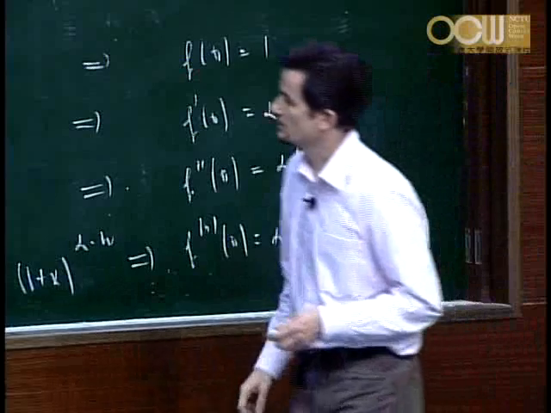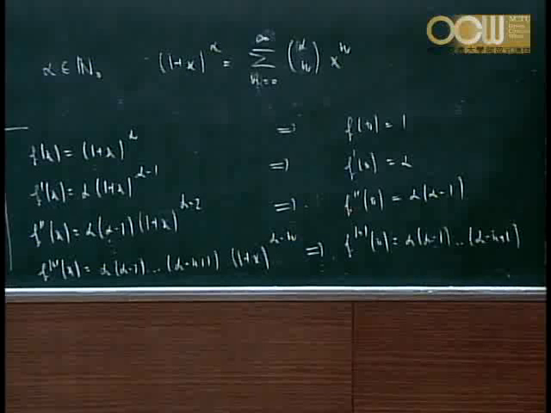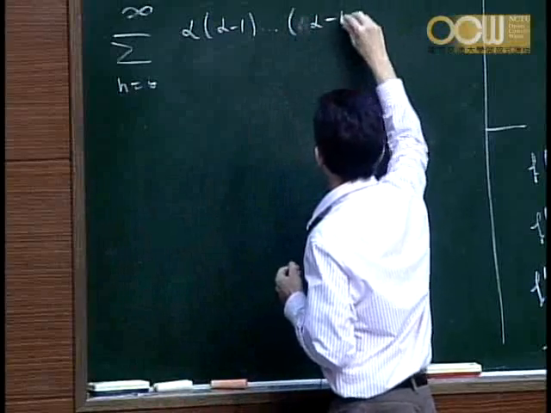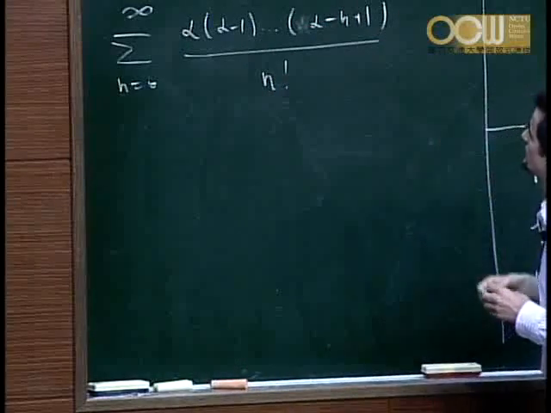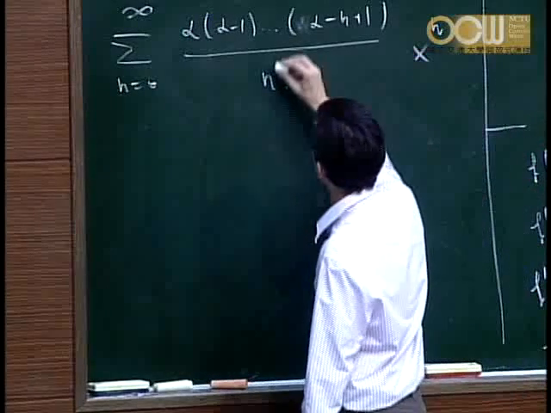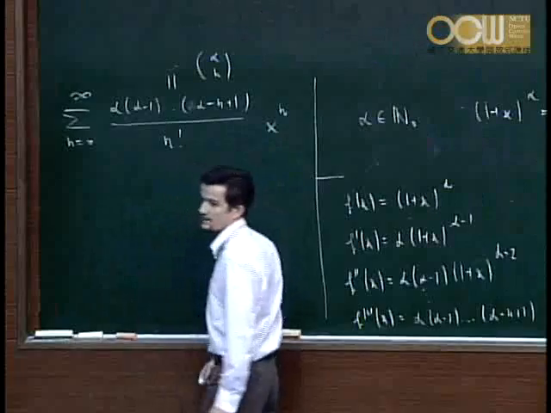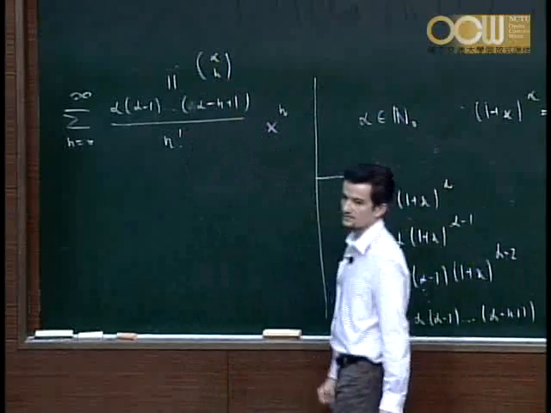So the Maclaurin series is the sum over n from 0 to infinity of alpha times alpha minus 1 and so on, alpha minus n plus 1, over n factorial, times x to the n. So this is the first step: find the Maclaurin series. This coefficient is normally called alpha choose n, which is a generalization of the binomial coefficient to the case where alpha is any real number, defined by this.